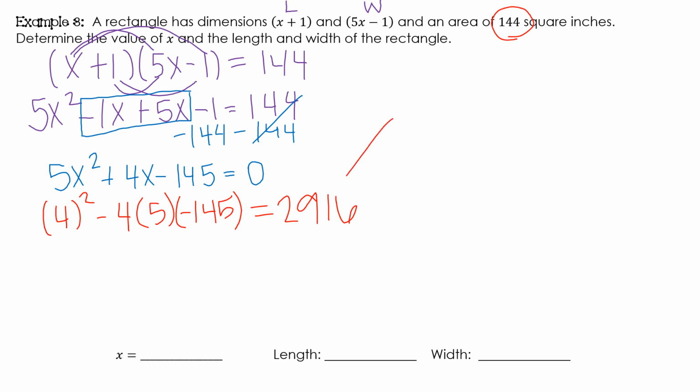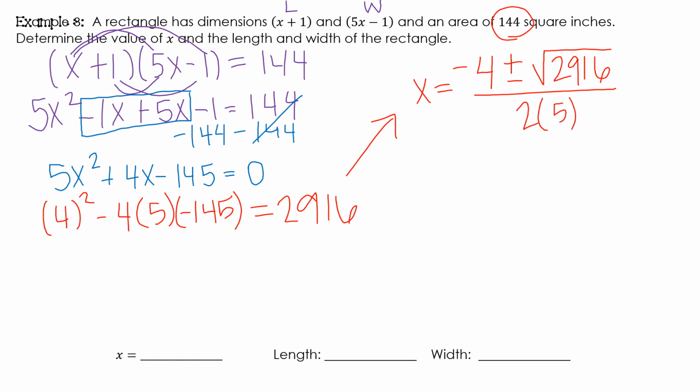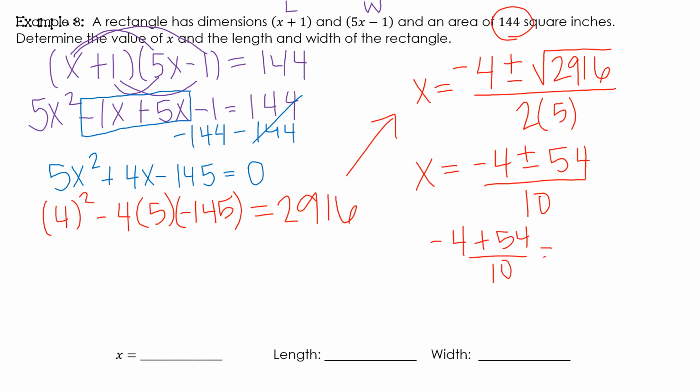So now I would do the rest of the quadratic formula. X equals opposite b plus or minus the square root of our discriminant, all divided by 2 times a. So the square root of 2,916 is 54, and then all divided by 10. So again, we can check now our 2 answers, negative 4 plus 54 divided by 10. That would give me 5, and then negative 4 minus 54 divided by 10. And this one's going to give me a decimal.